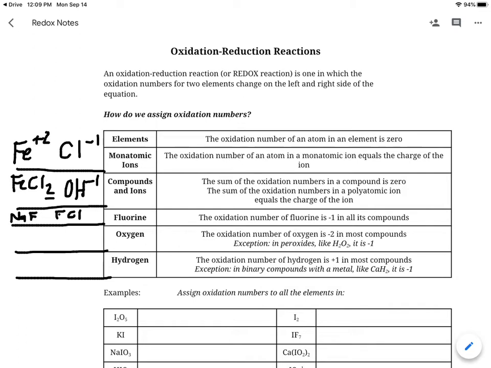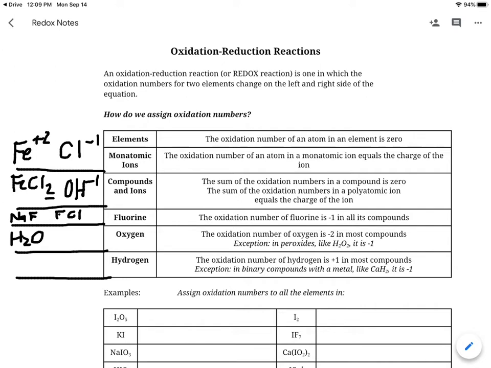The next rule we have is for oxygen. And that rule is that the oxidation number of oxygen in almost every compound is going to be -2. So in something like H2O, the oxygen will have an oxidation number of -2, and hydrogen will be +1, so that 2 hydrogens with a +1 oxidation number will equal 0 when added together with the -2 on the oxygen.